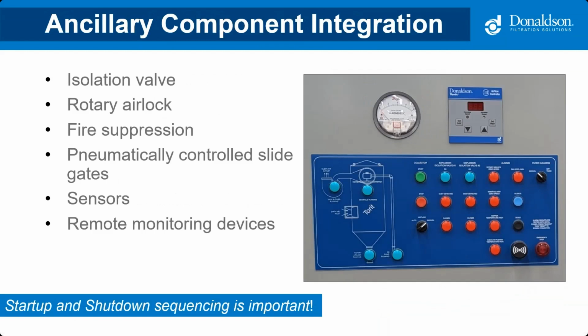If the system has ancillary components, you can specify that they are integrated with the control panel. Explosion mitigation devices like fire suppression, isolation valves, and explosion vents are incredibly common and need to be programmed on the control panel to ensure that the system will shut down appropriately if there were to be an event. Just know that when ancillary components are integrated into the panel, startup and shutdown sequencing of them is important.